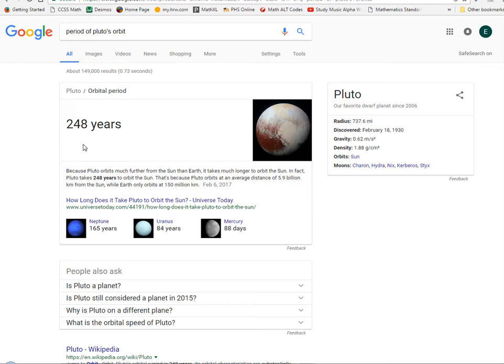Oh, okay, 248 years for Pluto to circumnavigate the sun one time. Yeah, because it's very far away. And look at how that works. You know, r to the 3/2 is going to make things bigger.